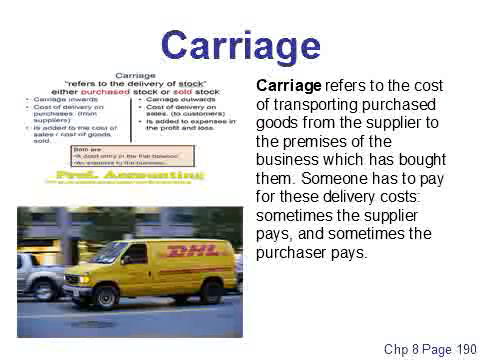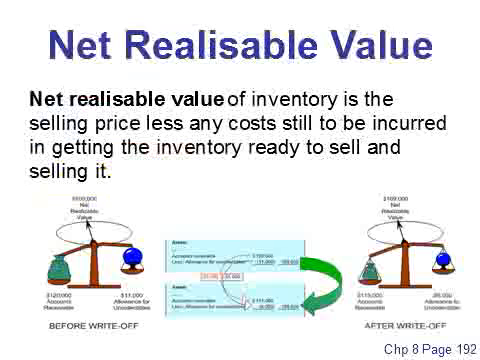Carriage. Carriage refers to the cost of transporting purchased goods from the supplier to the premises of the business which has bought them. Someone has to pay for these delivery costs, sometimes the supplier pays, and sometimes the purchaser pays. Net realizable value. Net realizable value of inventory is the selling price less any costs still to be incurred in getting the inventory ready to sell and selling it.